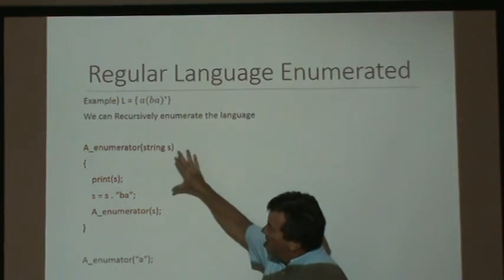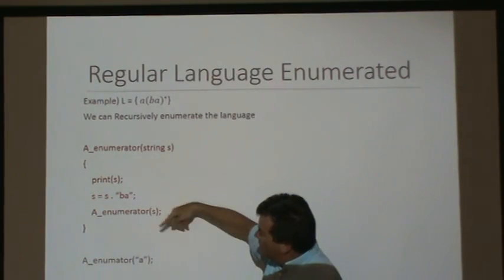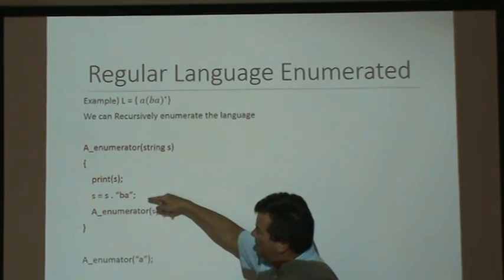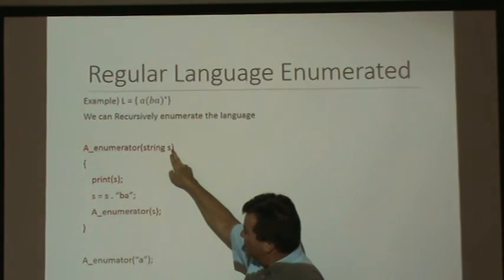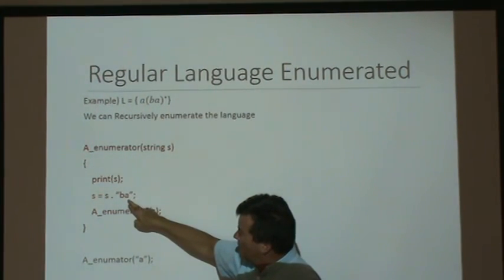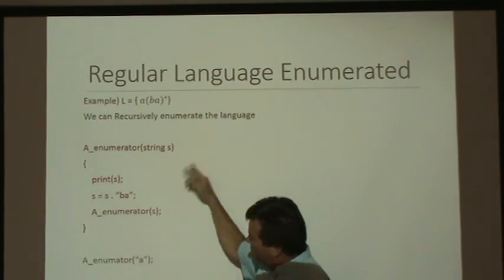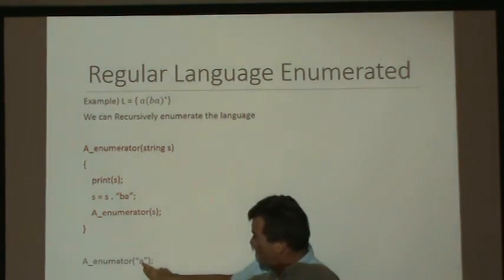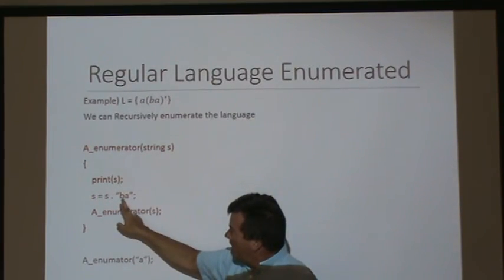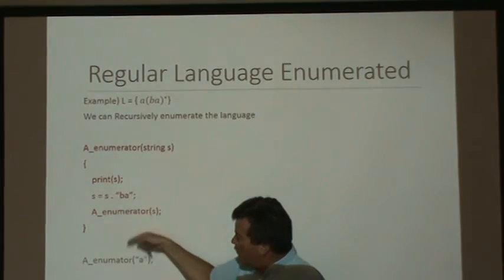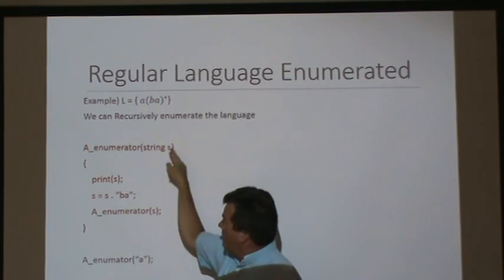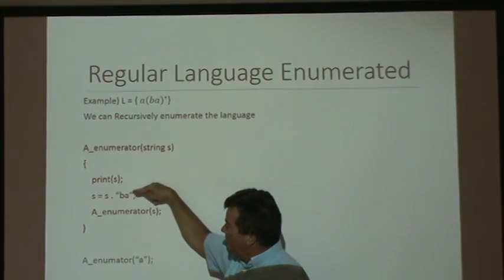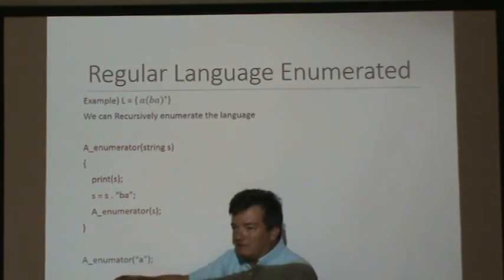And we can actually write a program that calls itself. So I'm going to enumerate. I'm going to start with a string. Originally I can call this with the letter A to print out my first word. So I print out A. And then I add a BA onto the end of it and call itself again. So I pass in ABA. It'll print out ABA. Then add a BA on top of that and call itself again.